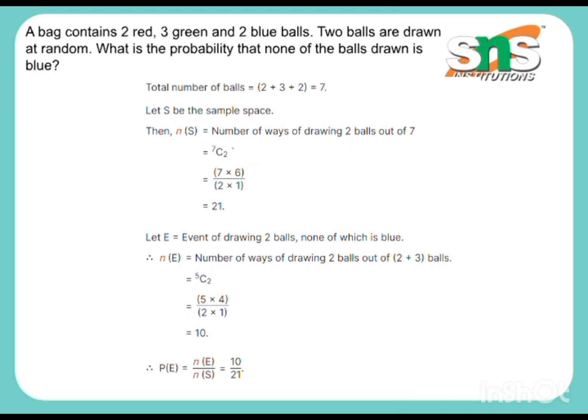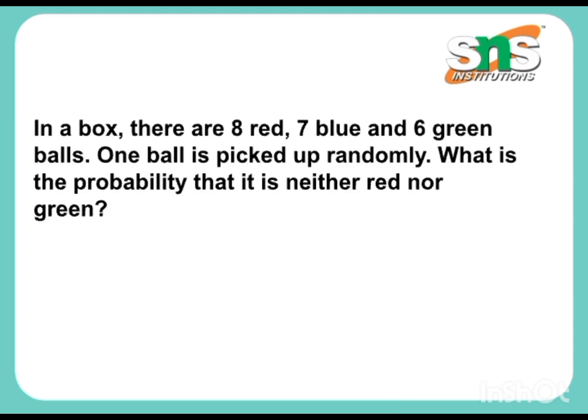Now we can substitute that in the formula. Probability of event will be equal to n of E by n of S. So n of E value is 10, n of S value is 21. So this is how the combination rule is applied in probability when the selection is greater than 1. Okay. So let's move on to the next problem now.